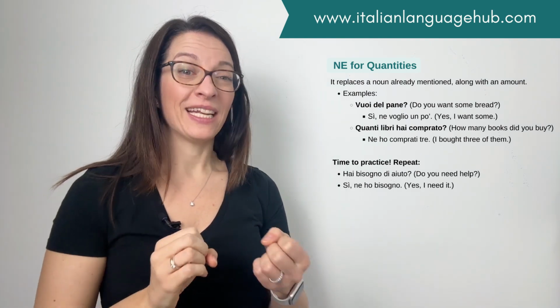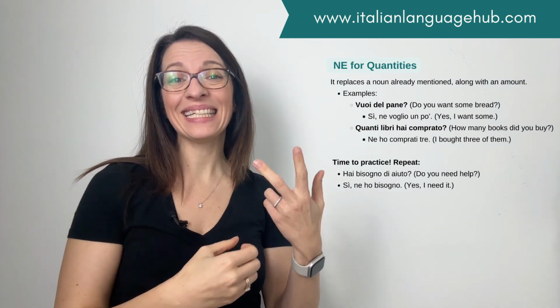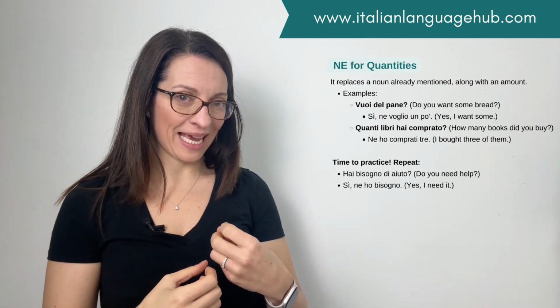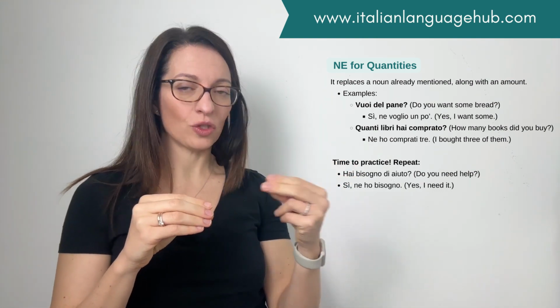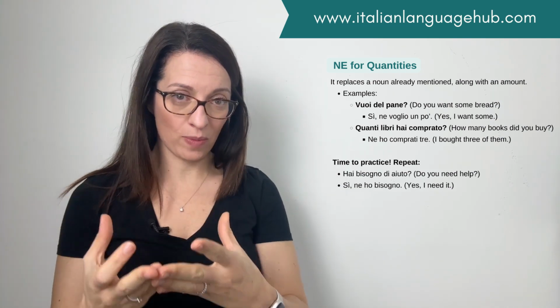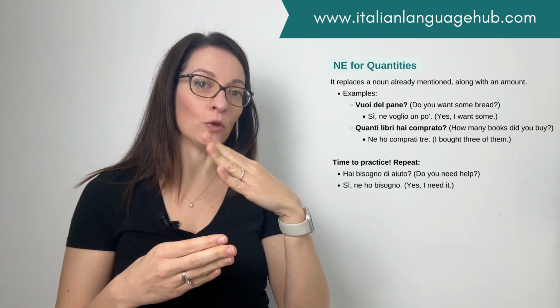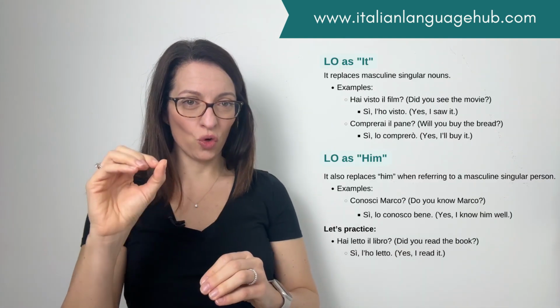Quanti libri hai comprato? Ne ho comprati 3. Once again, ne indicates a quantity. You're talking about how many books did you buy? I bought 3. You're not going to repeat books, but you're going to use ne and a quantity. Ne ho comprati 3. Finally, let's talk about lo.